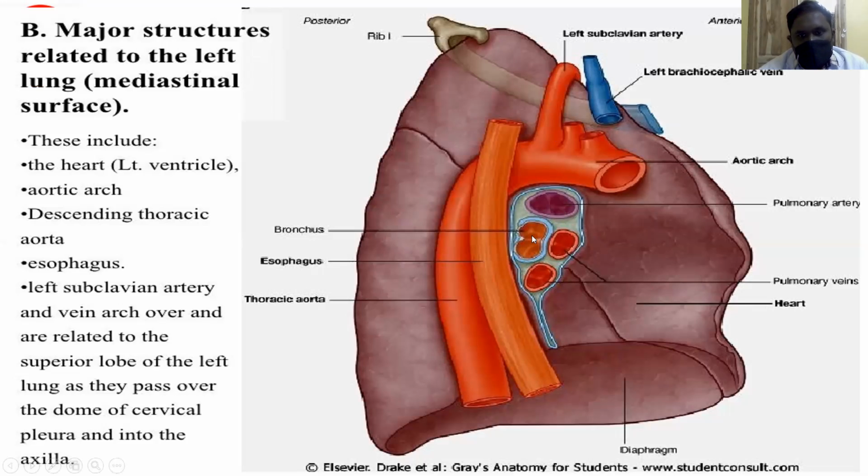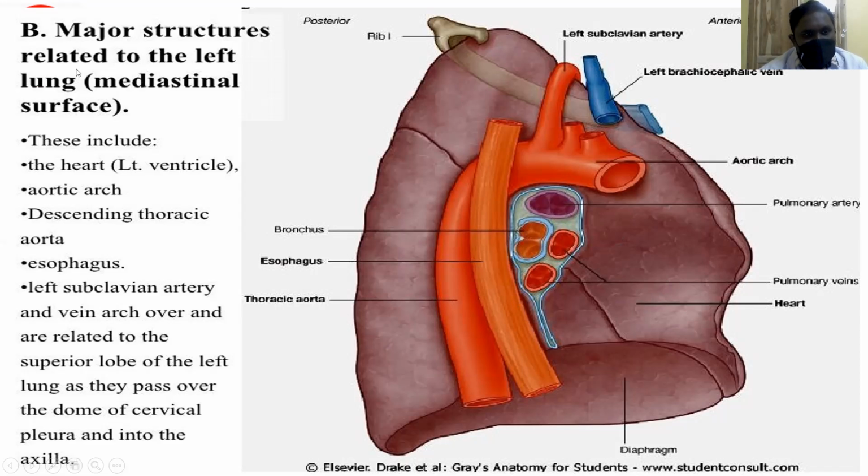Pulmonary artery, bronchus. This is the esophagus. This is the thoracic aorta. See, this is the thoracic aorta, curving above the hilum. This is the esophagus. This is the cardiac impression on the lung. These are the pulmonary veins.